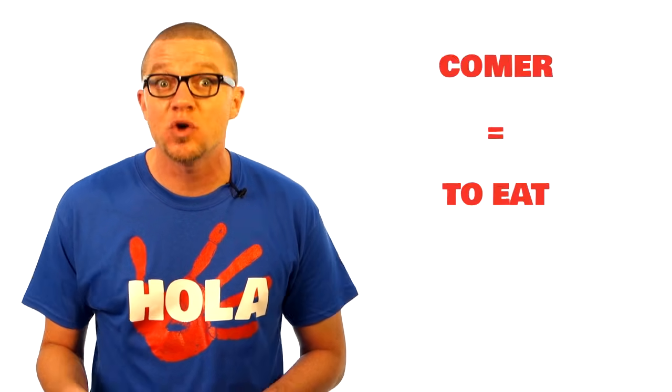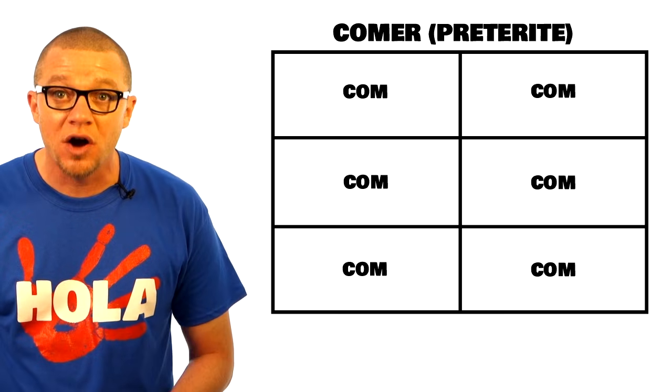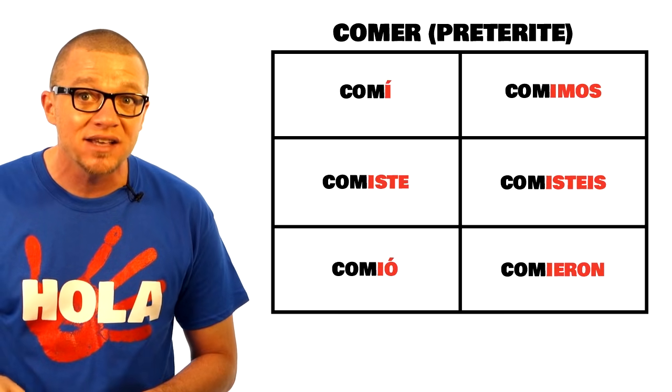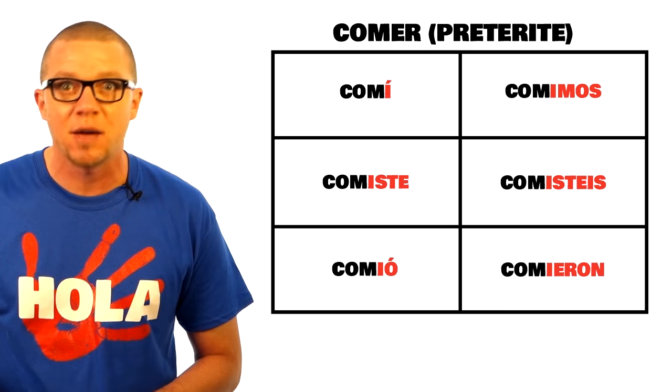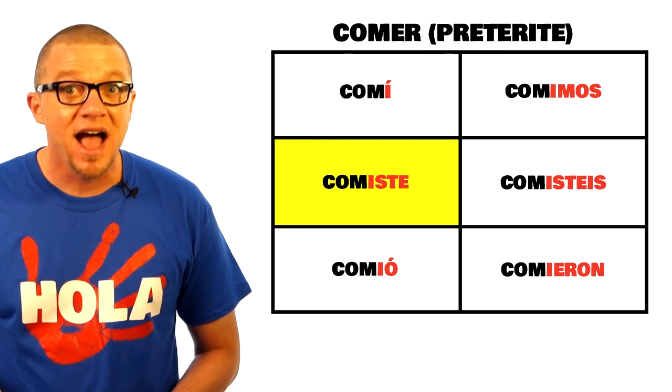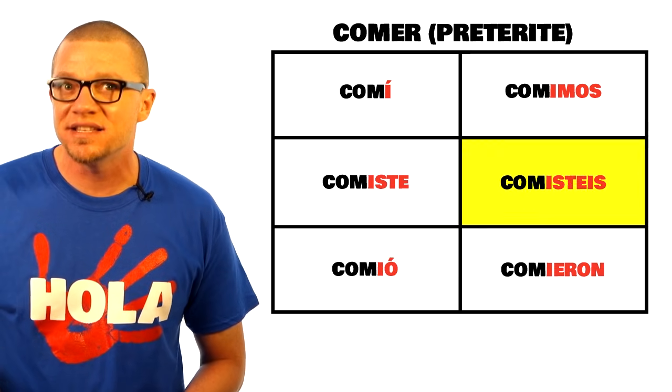Let's look at ER verbs now. Remember, regular ER verbs conjugate exactly like regular IR verbs without exception. So comer, to eat. Take off the ER in every box and add the same endings we just did for compartir and abrir. I with the accent, iste. IO with the accent, imos, istes, ieron.